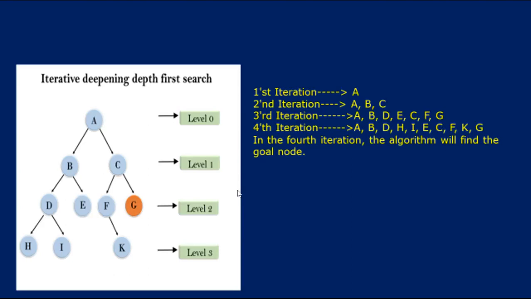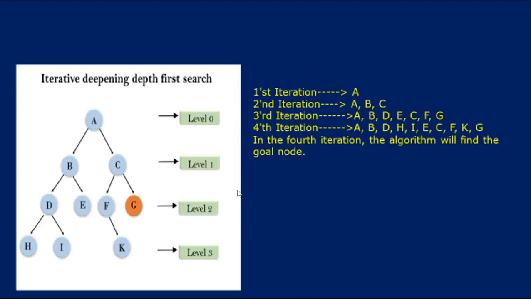So it starts from level 0 and next comes to level 2. It reaches the goal node. Here the goal node is G. So how do we traverse using iterative deepening depth first search? It reaches G from A by following A, B, D. In the fourth iteration, it goes to D, then comes to H, then I, since it is iterative deepening. So A, B, D, H, I, E, next comes C, F, K, then G. This is the fourth iteration. At the fourth iteration, we get the goal.